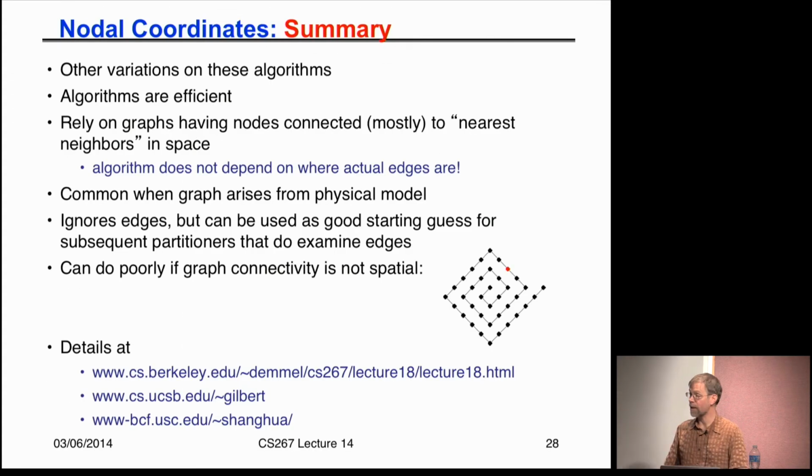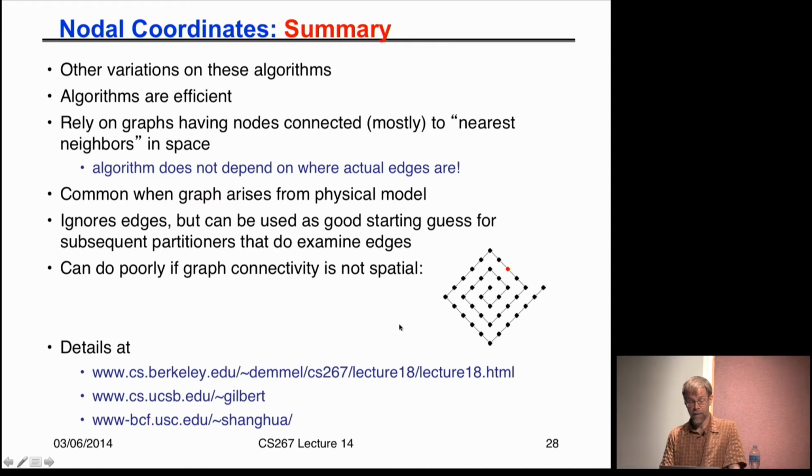Okay, so let me just summarize all of this stuff on nodal coordinates. There are lots of variations in these algorithms, and they're quite efficient. I didn't have to do very much work here. It was sort of just proportional to the number of vertices for a large part. I didn't have to look at the edges. They relied on the intuition that you're only connected to your nearest neighbors in some space, 2D or 3D or whatever, but it doesn't actually depend on where the edges are. And this is pretty common when you have a finite element problem or you're just partitioning real space somehow.